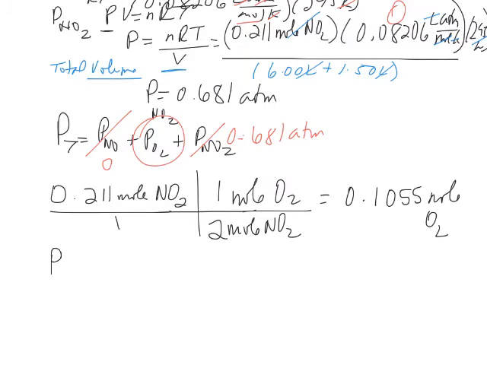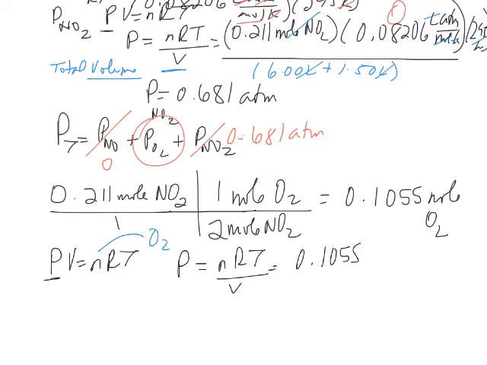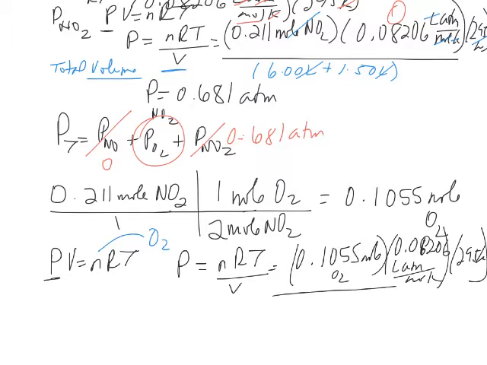So now we're going to do PV equals nRT, because we want the pressure, and we're going to solve it in terms of moles of oxygen. When you isolate your P, you end up getting P equals nRT over V. And we're going to put in this number, 0.1055 mole of oxygen times our R, 0.08206 liters atmosphere per mole Kelvin, times our temperature, 295 K, divided by our volume.